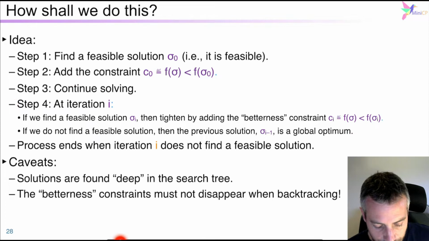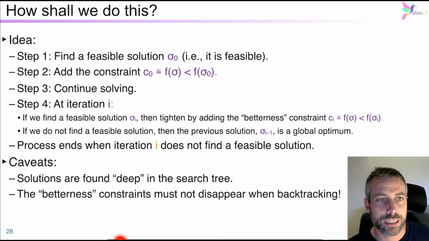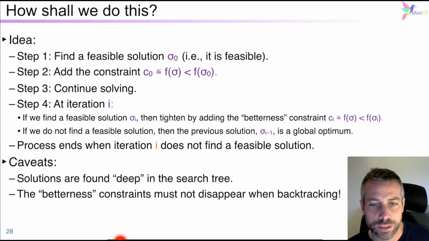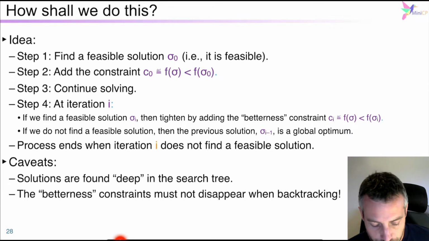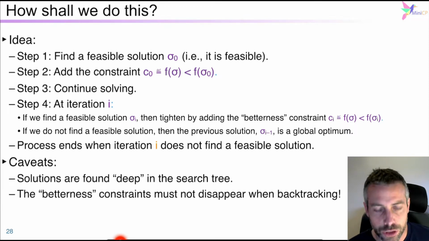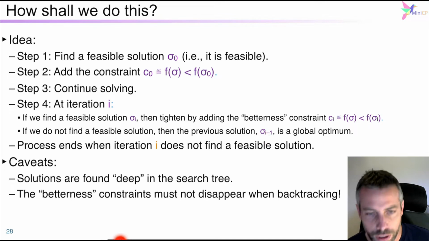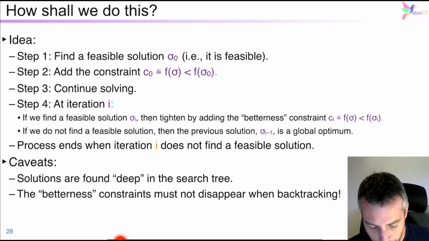At iteration i, there are two possibilities. We find a new feasible solution, and the new feasible solution is better than the previous one because we will enforce with a constraint that it should improve the previous one. And by construction, if we find no feasible solution in iteration i, it means that the last solution found at the step before is the global optimum of our problem, or at least one global optimum. The process ends when we cannot discover a new feasible solution.